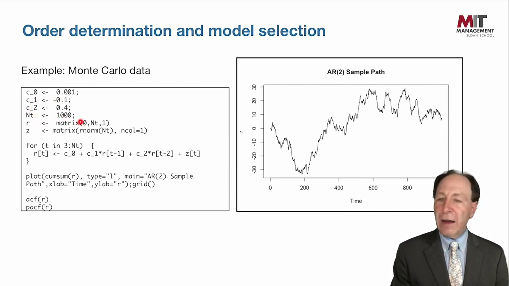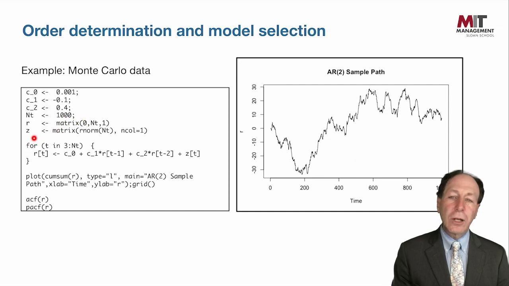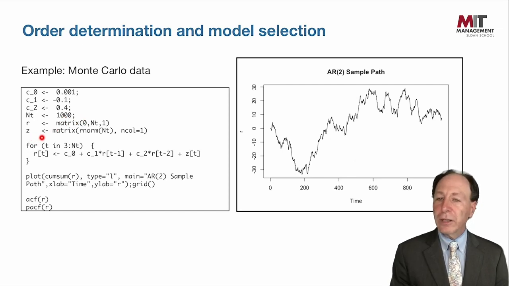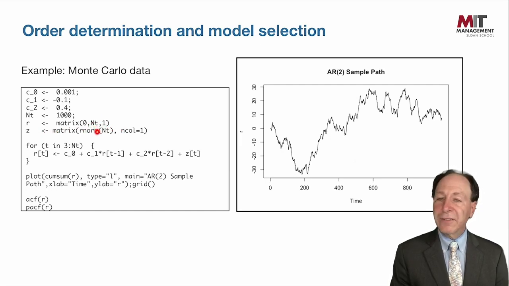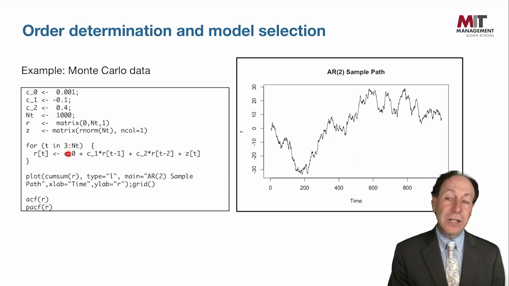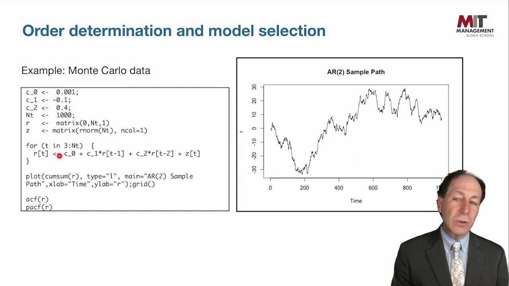I'm going to look at 1,000 time steps. I'm going to compute a single path here, but you could certainly compute more. I'm putting this in a column vector. If I had more paths to do in parallel, I could easily do that. I'm going to run a recursion starting at time step 3 because I need some initial observations, which I'm going to set equal to 0.